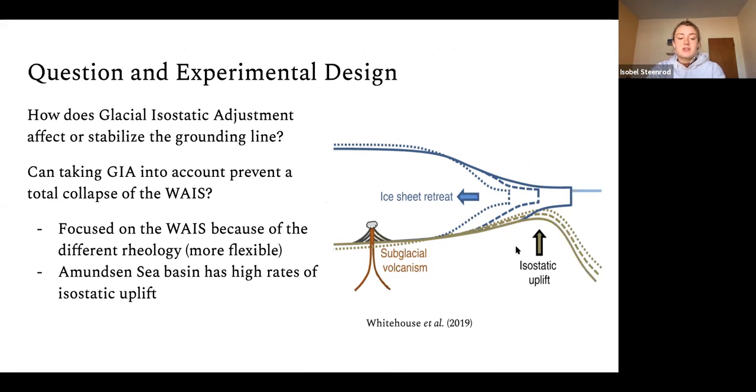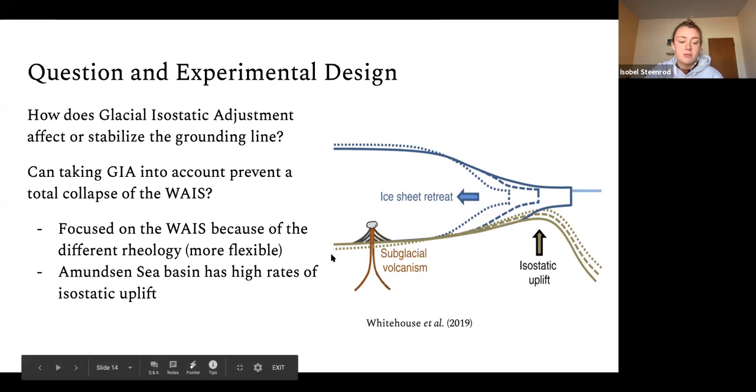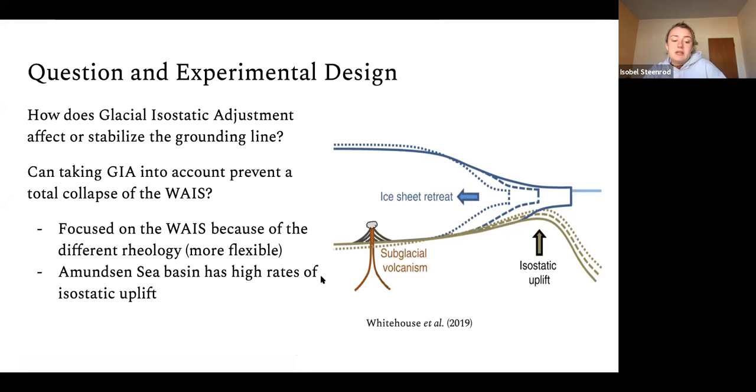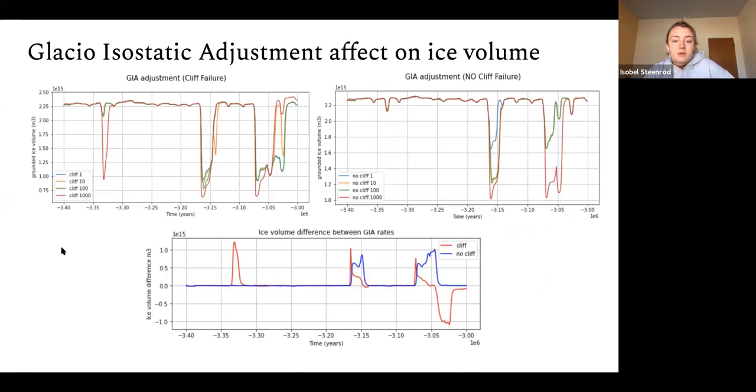I focused on the West Antarctic Ice Sheet because it's a lot more flexible than the East Antarctic Ice Sheet. The East Antarctic Ice Sheet is more like a stiff continental shelf, and the West Antarctic continental base is a lot more flexible. There's a lot more flux, there's potentially subglacial volcanism, and also the Amundsen Sea Basin currently has high rates of isostatic uplift. Here are a few of my model outputs.